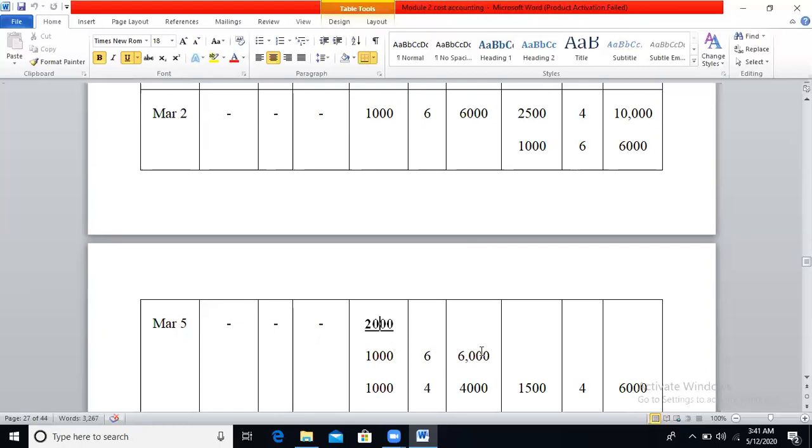Still I want 1,000 units to be issued. If the quantity of the latest purchase is fully issued, then the previous batch of units will be considered. So out of 2,500, you will consider the required issue quantity of 1,000 at the rate of 4 rupees. So 1,000 into 4, you will get 4,000. Now, the whole 2,000 units will be issued completely. Now we are having only the balance of 2,500 units. Out of 2,500 units, you have already issued 1,000 units. The remaining balance will be 1,500 units at the rate of 4 rupees. So 1,500 into 4, you will get 6,000.